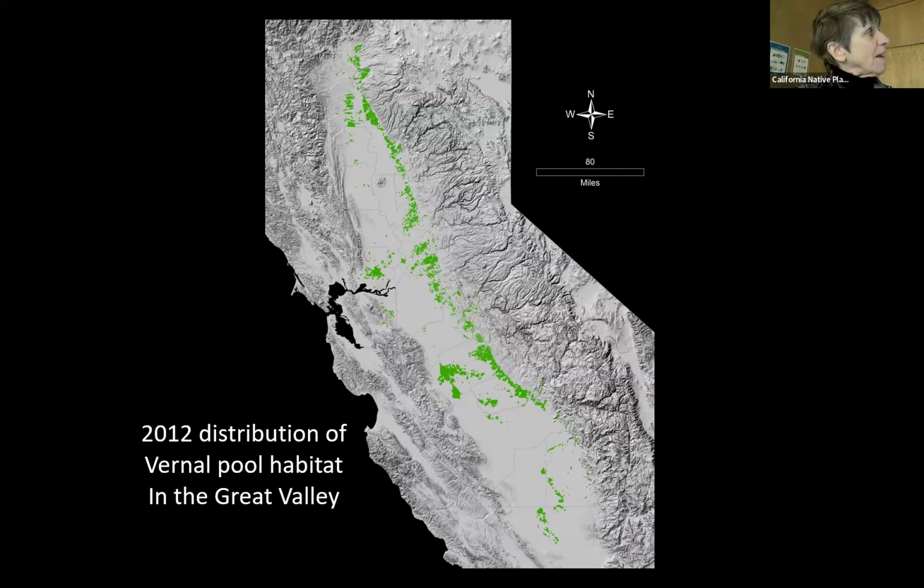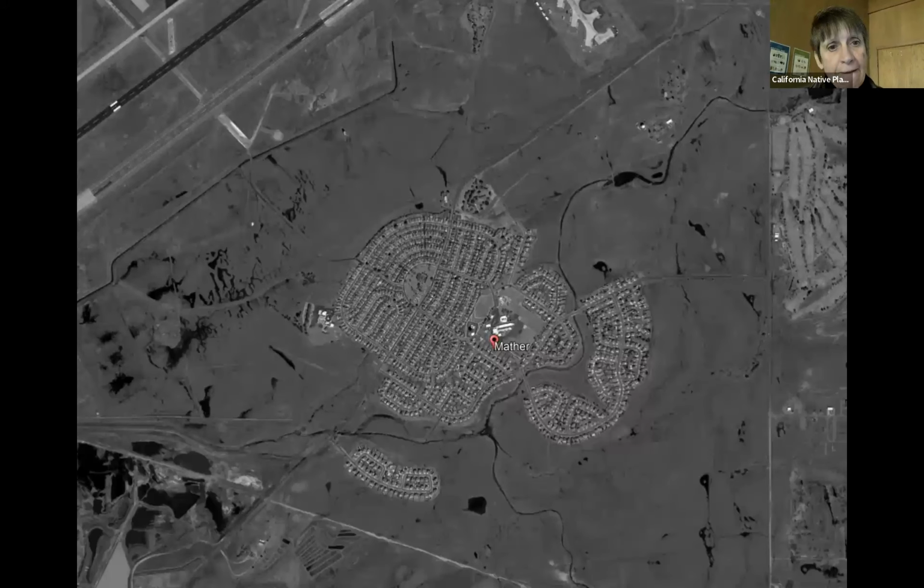Most of the basin rim formation pools have been converted to agriculture a very, very long time ago. So this is a really old aerial photograph of Rancho Cordova and Mather, which is just outside of town here. And the really dark spots you can see here are vernal pools.